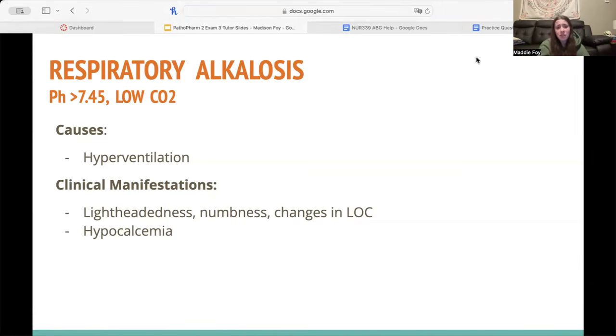Clinical manifestations: think about how you would feel if you just started breathing 40 times a minute, super shallow breaths. You might feel lightheaded. You might start feeling tingling. Maybe you feel like you're going to faint and have a change in your level of consciousness. And then also hypocalcemia, which is a little harder to feel.